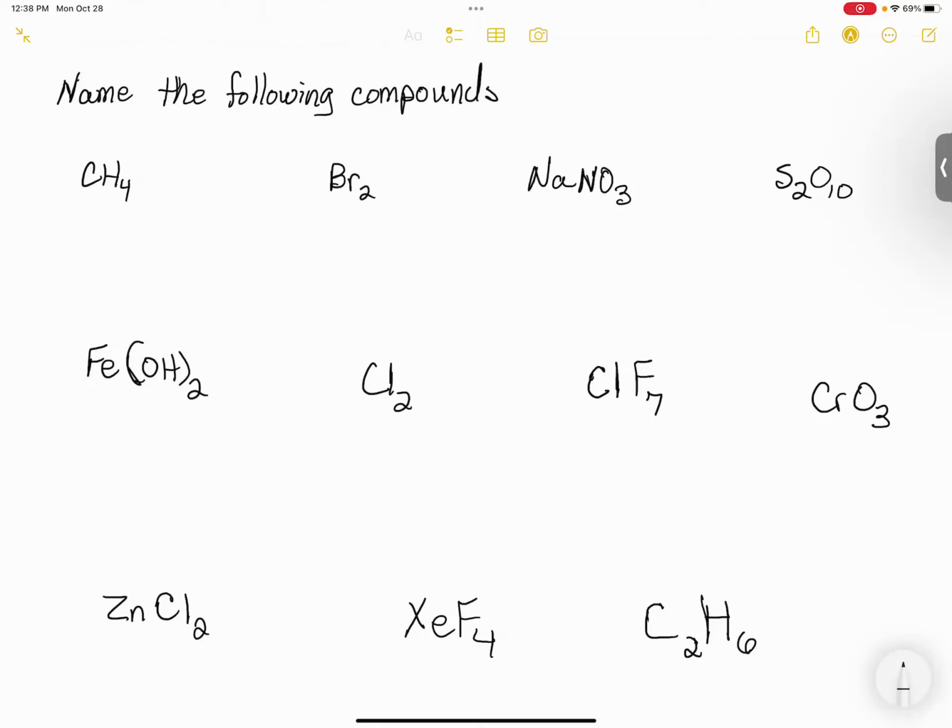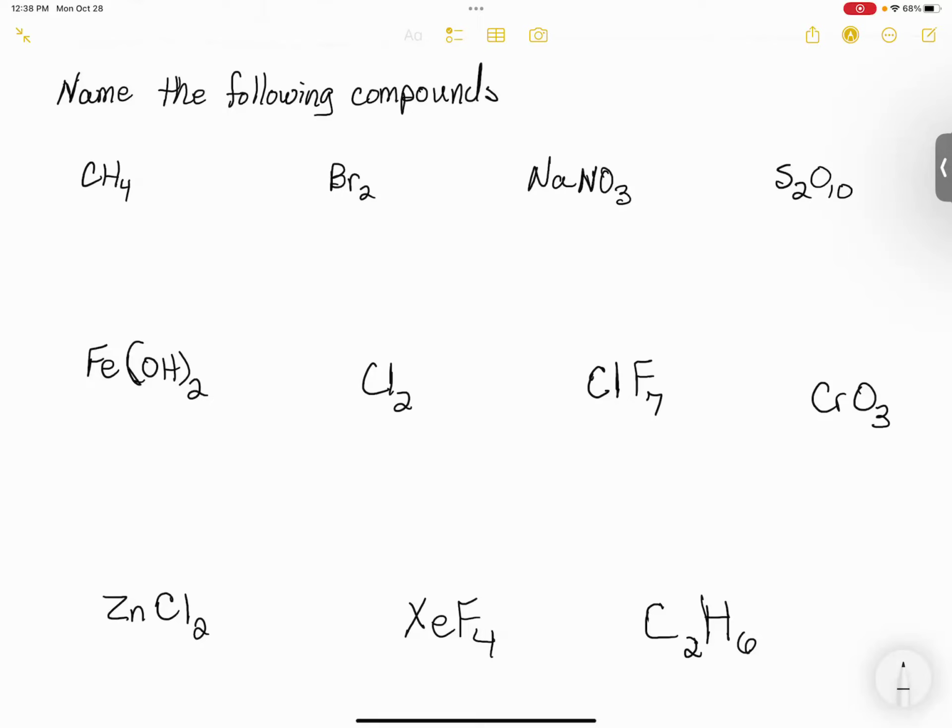Now, I'm going to erase some just so I have more space. Any questions about the metal one? Okay, this next one, you can come up with your own system. I mean, for the most part, diatomic, hydrogen, alkane, or binary.